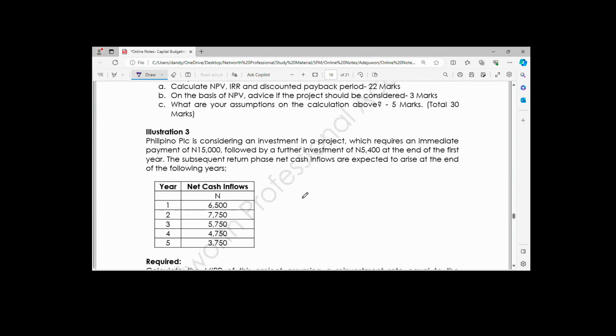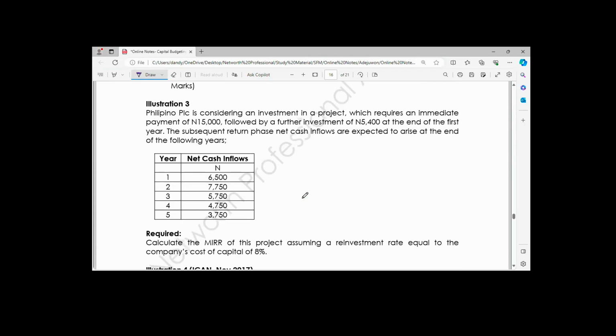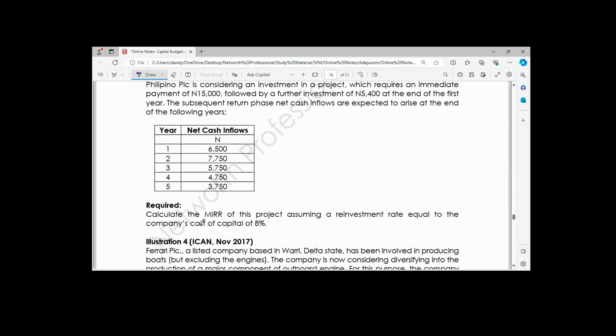Yes, Filipino PLC is considering an investment in a project which requires an immediate payment of 15,000 naira, followed by a further investment of 5,400 at the end of the first year. The subsequent net cash inflows are expected to arise at the end of the following years. Required: calculate the modified internal rate of return of this project, assuming a reinvestment rate equal to the company's cost of capital of 8%. So the examiner wants you to calculate modified internal rate of return.